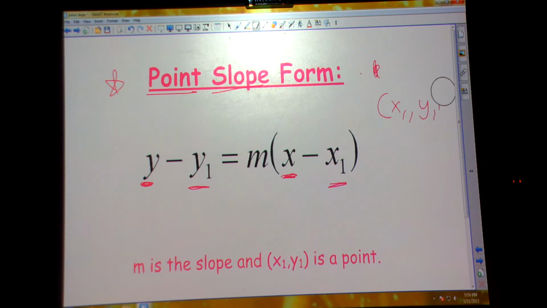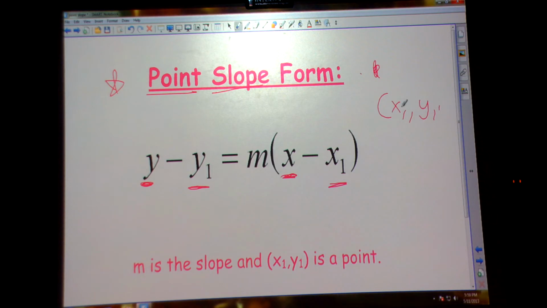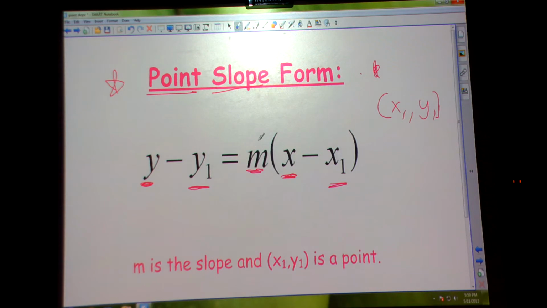I think maybe Mrs. Bybee covered point-slope with you. I'm not sure if you're one of the groups she did. She does sometimes in the advanced classes. So we have a point, x1, y1, and then of course we have our slope. Okay? So m is the slope, x1, y1 is the point. So you're actually going to fill in numbers for those, and then we clean it up.